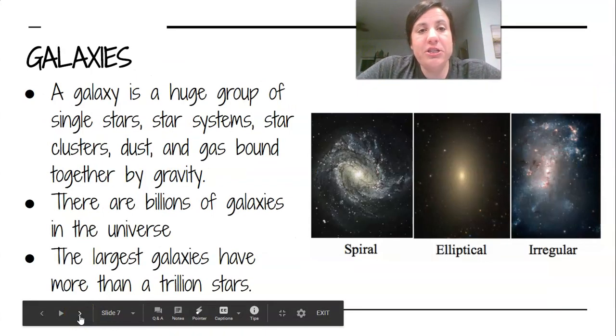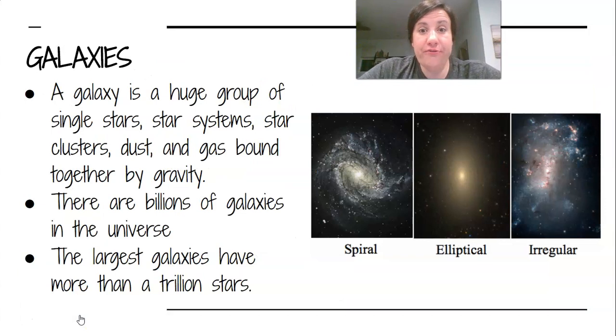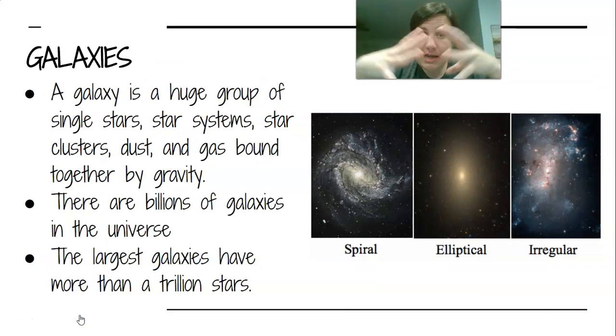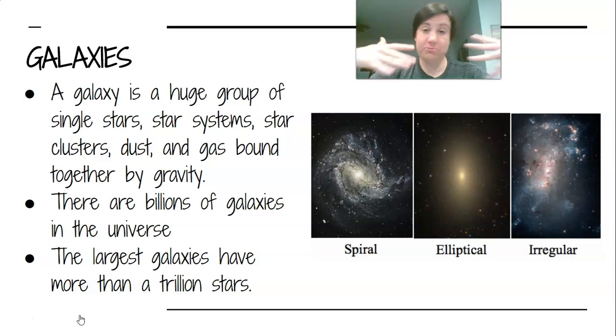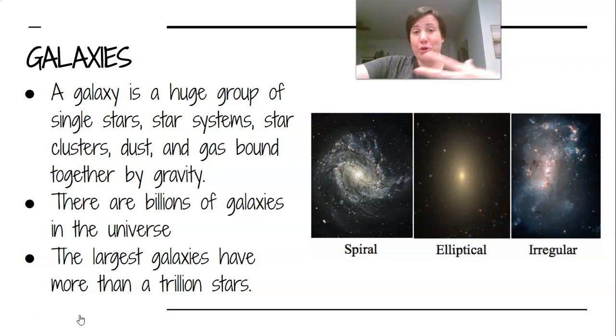Then we are moving into galaxies. So we've gone from star system to a star cluster. Now we're going into a galaxy. We keep getting bigger, it just keeps expanding. So what we have in a galaxy is just a ginormous group of stars. You have the single stars, you have the star systems, you have the star clusters, you have gas, you have dust, and you have gravity keeping these things together.